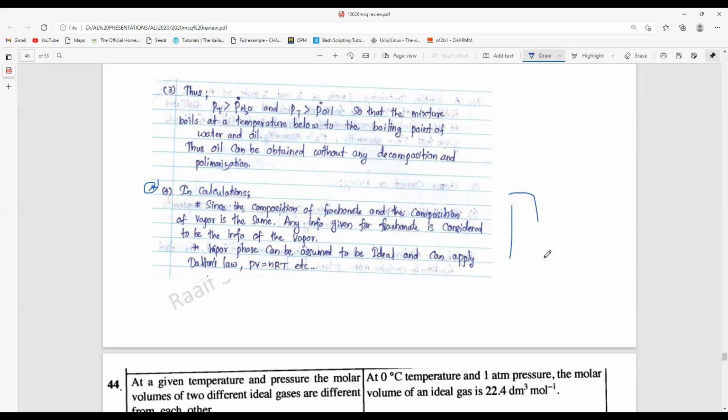You understand my point? Because in Raoult's law, when you evaporate, one of the components escapes fast and the other component escapes slowly. So the composition of the vapor is different from the composition of the liquid. But here, that is not the case. Both are the same. So if something is given for the liquid, you can take that as for the vapor, and you can use Dalton's law for the vapor. PV equals nRT for the vapor. Okay. That is the simplest idea that I can give you.